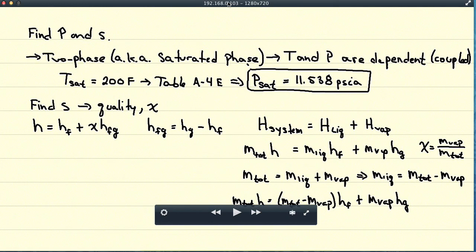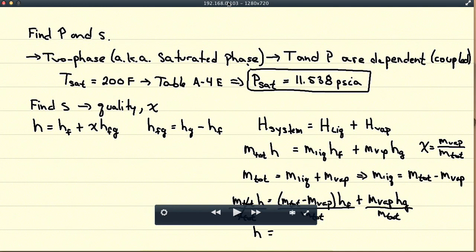Actually, it'll be easier if I divide through by the total mass. So let me do that instead. We'll divide through by the total mass, right? So we're going to divide this by mass total, and divide this by mass total, and divide this by mass total. Of course, mass total cancels here, and so all that we're left with on this line is the enthalpy H.